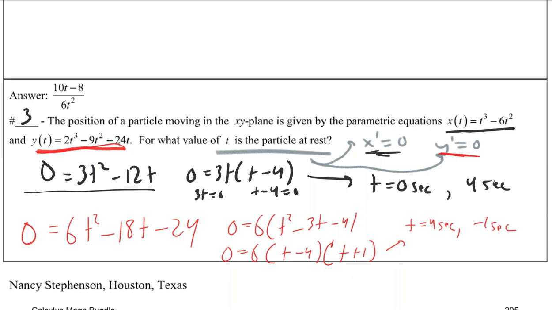So it's at rest in both the x direction and the y direction at 4 seconds. So if it's not moving in the x direction or the y direction, then he is completely at rest.